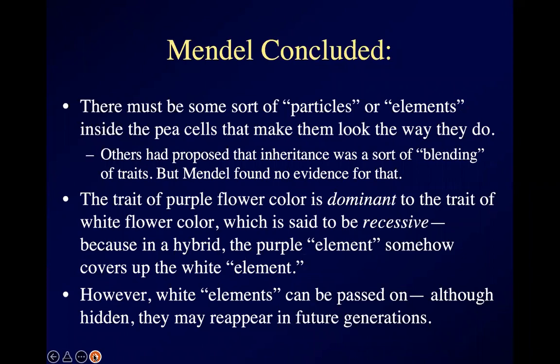So Mendel concluded from his first crosses that there must be some kind of thingy, some kind of, Mendel called them elements, some kind of particles, some kind of little thingamabobs rattling around inside those plant cells that made the peas look the way that they do. There was some sort of little thingamahoochers inside pea plant cells that made them grow purple flowers or white flowers.